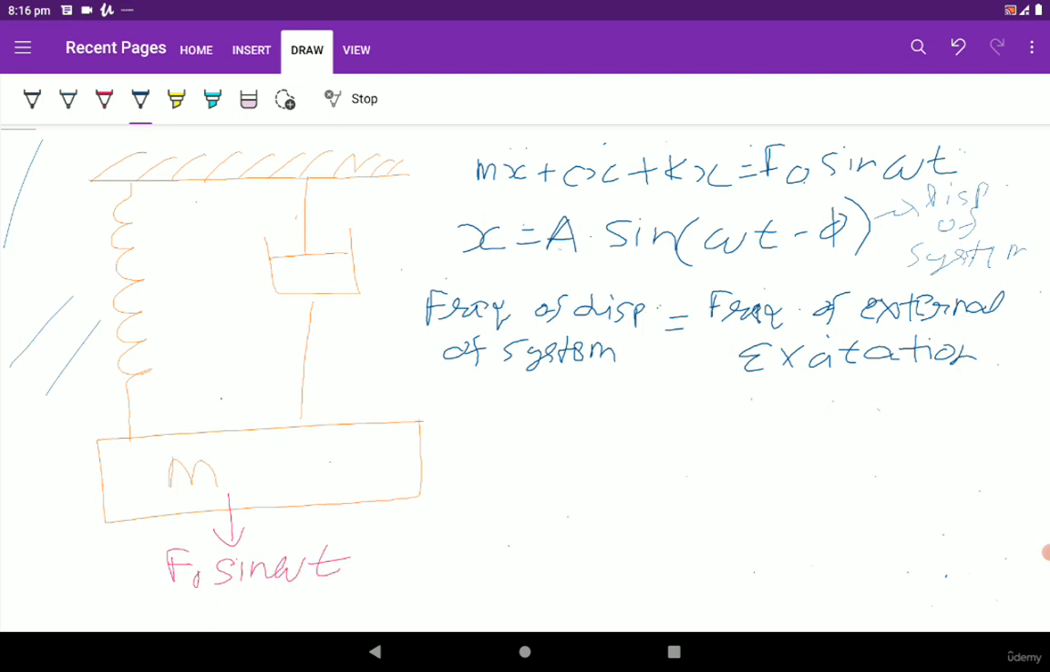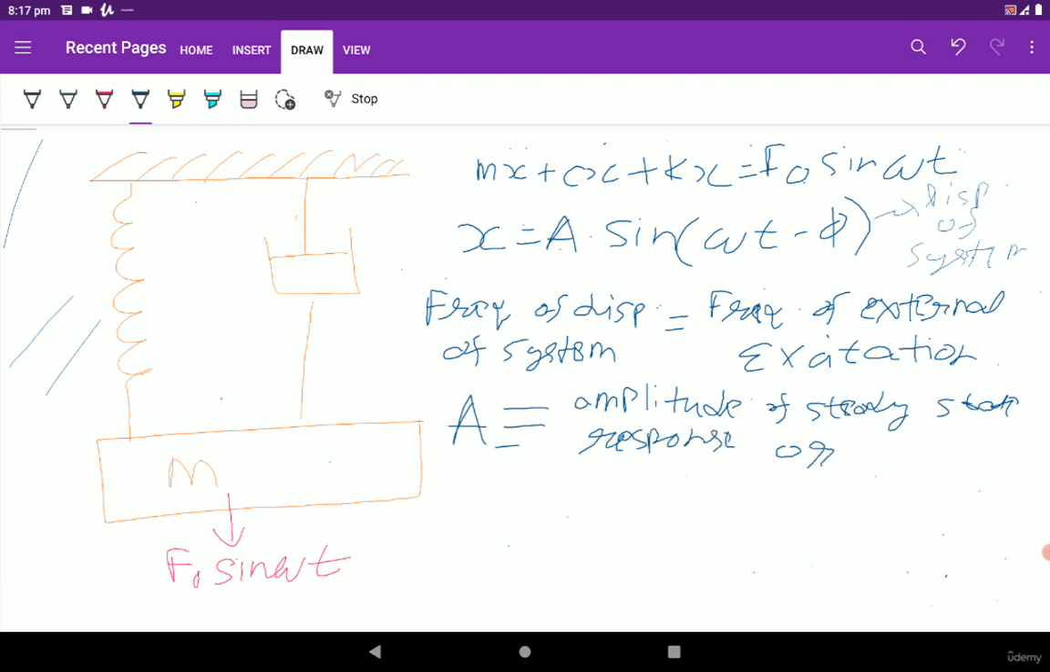So here A is the amplitude of steady state response, or we can call it the dynamic amplitude.